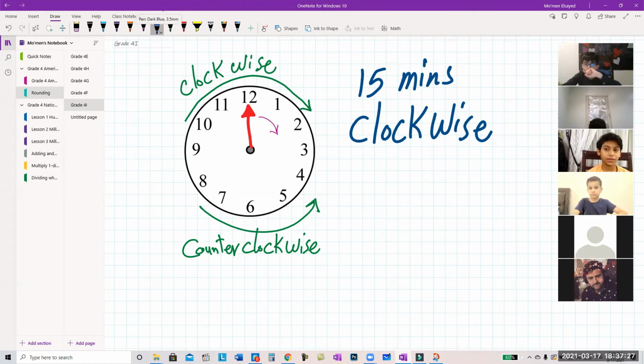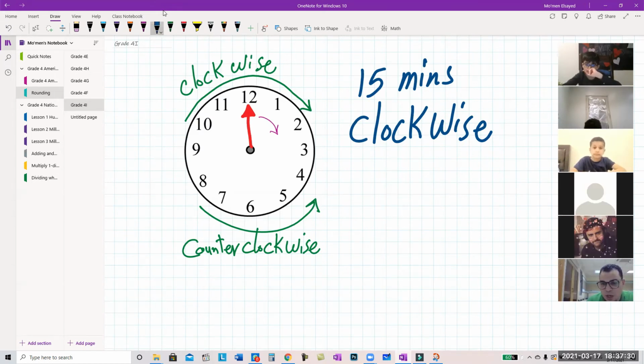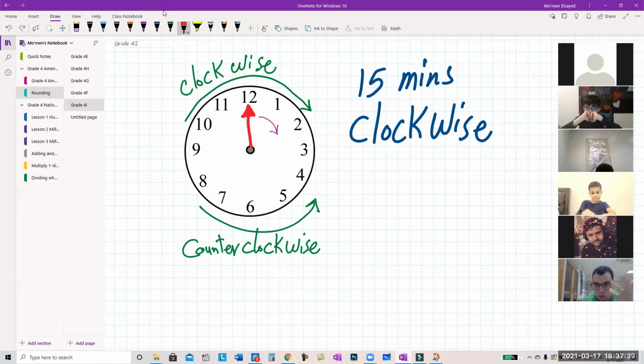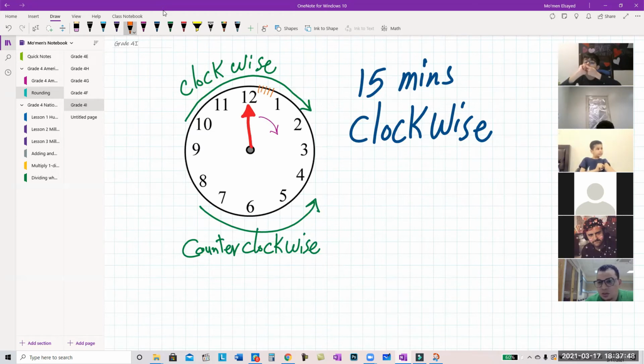15 minutes, as we all know, between each two numbers on the clock we have 5 minutes, right? Between 12 and 1 we have 5 minutes, and so on. Between each one we have small dashes like that, right? Each dash equals 1 minute. So we have 5 dashes between each two numbers. So we have here 5 minutes, 5 minutes, 5 minutes, and between each two numbers we have 5 minutes.